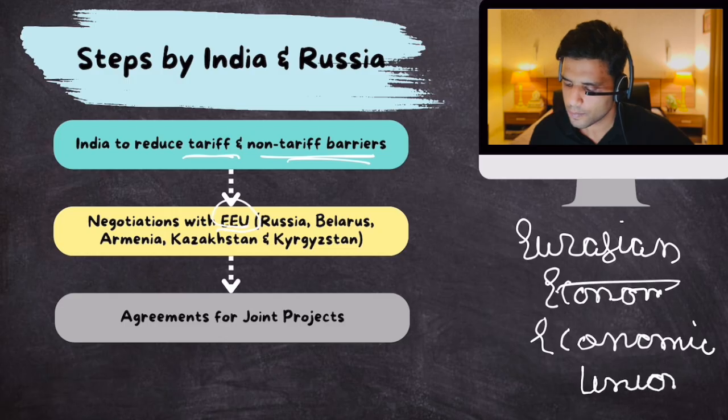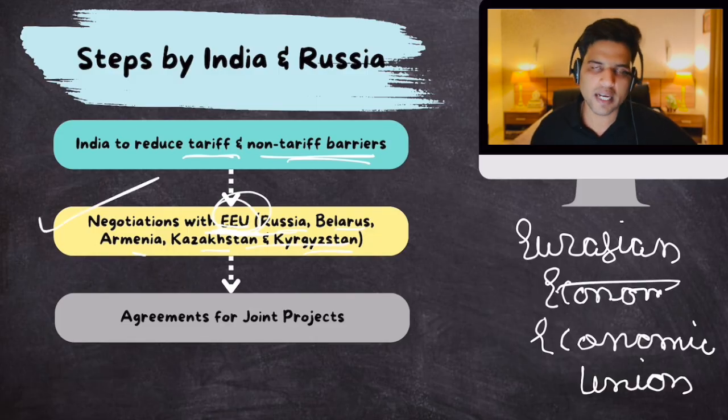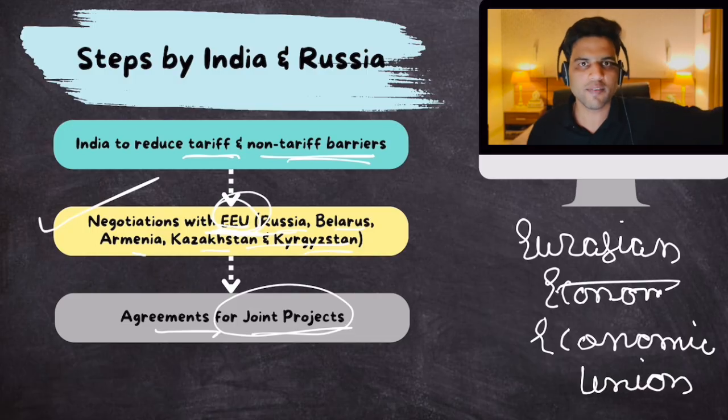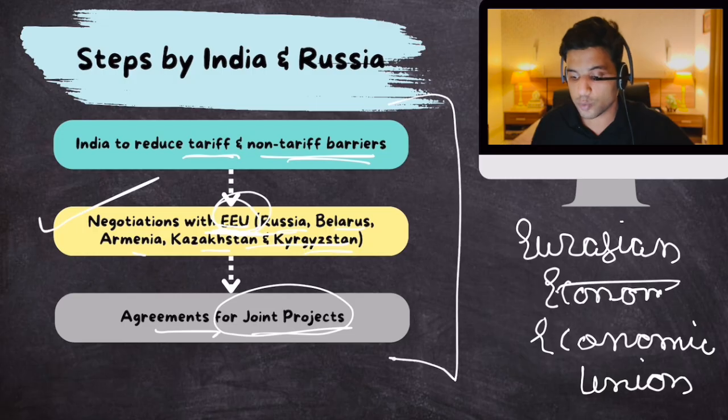Okay, who are the members of this EEU? Russia, Belarus, Armenia, Kazakhstan, Kyrgyzstan. So because Russia is its member, a trade deal with the EEU would mean that India can easily export goods not just to Russia but to these countries as well. So this is there. Plus, both countries have said that we will sign agreements for joint manufacturing projects, so that Russians can set up factories in India, Indians can set up factories in Russia, joint projects. So this might boost bilateral trade between the two.